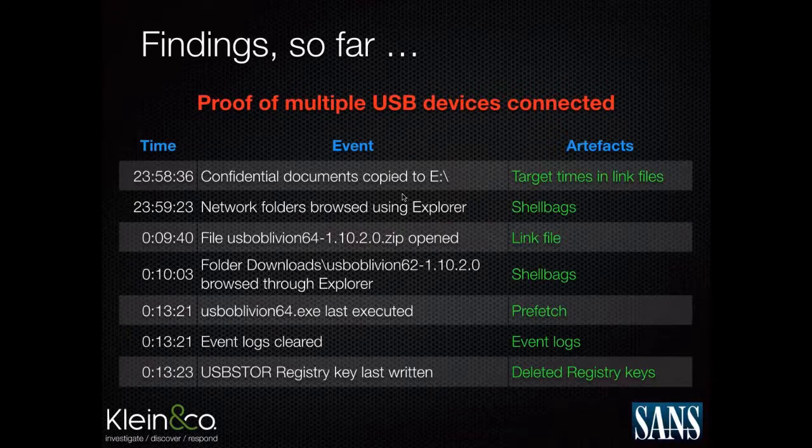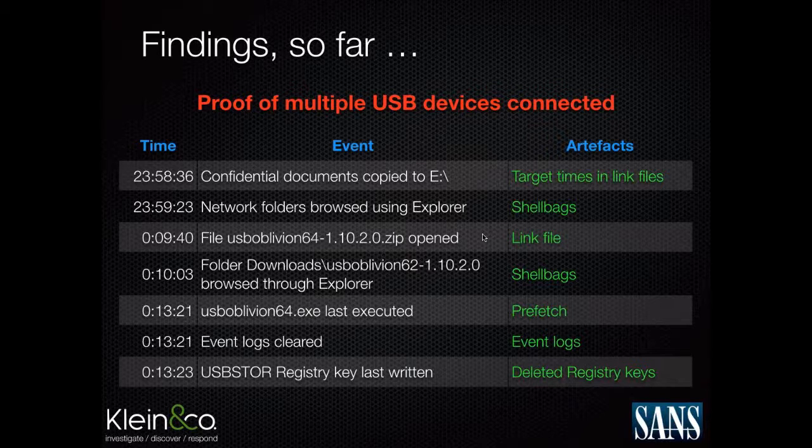Here's our little timeline. We can see the user, and I've just summarized some of the artifacts on the right. And again, this is a quick and dirty analysis. This is not a detailed analysis, which is why I've set up the top findings so far. In our timeline, we can see confidential docs copied to eDrive, which we got through link file information. We saw network folders being browsed using Explorer, which we got through shell bags. We saw the USB Oblivion file being opened, which came from link files.